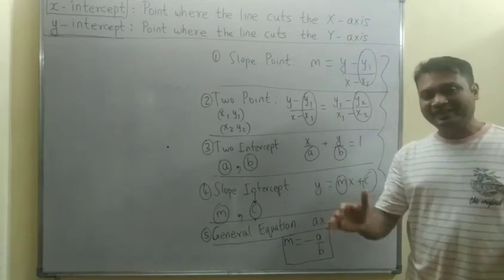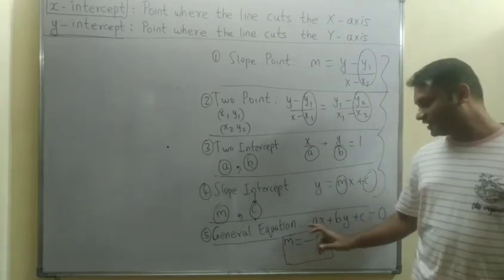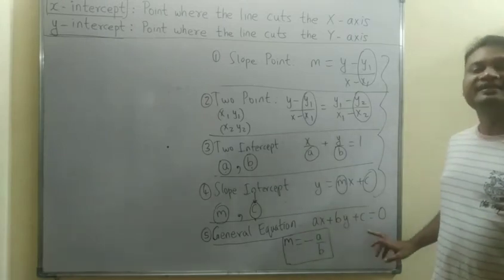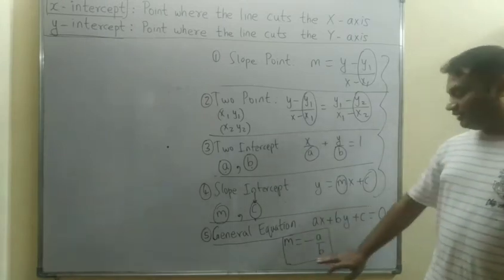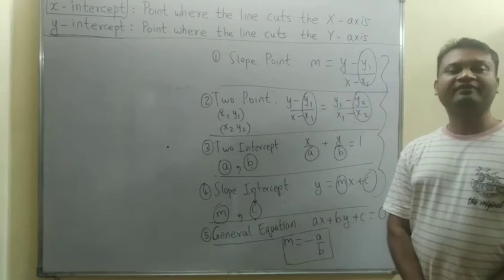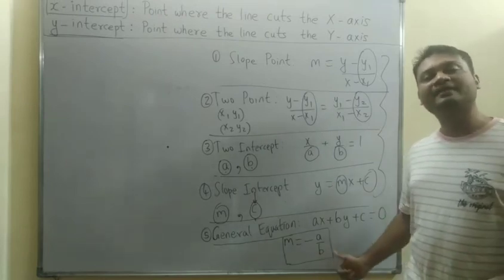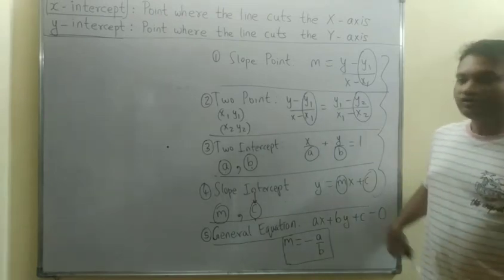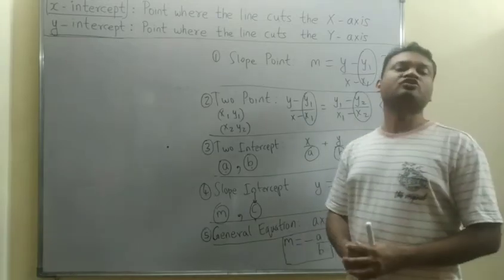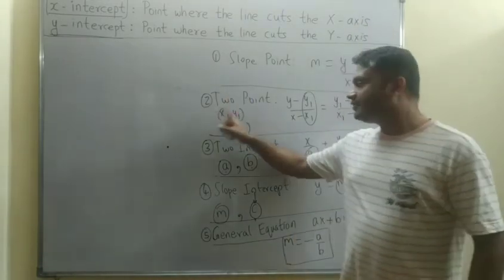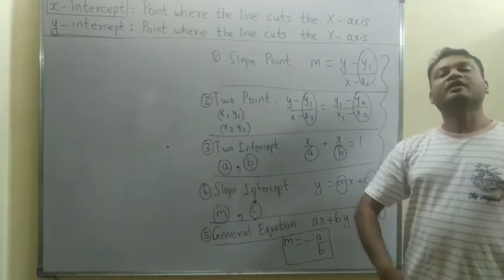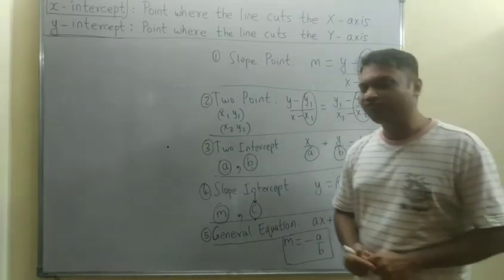Then we have the general equation of line, which is ax plus by plus c is equal to 0. We have the slope of this general equation of line as minus a by b. So these are various equations of straight line: 1, 2, 3, 4 and 5. Let us now see the sixth form.